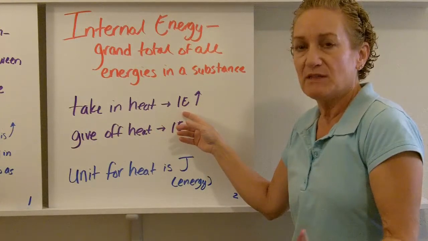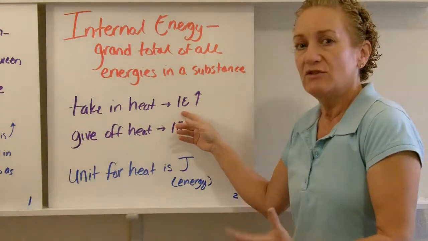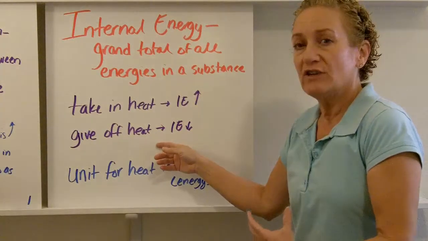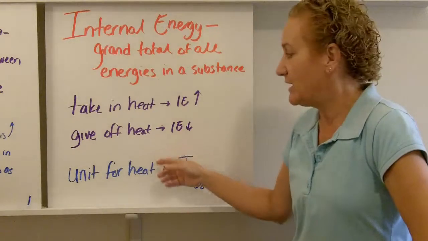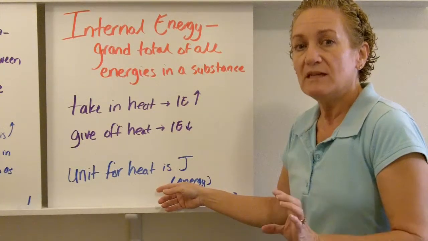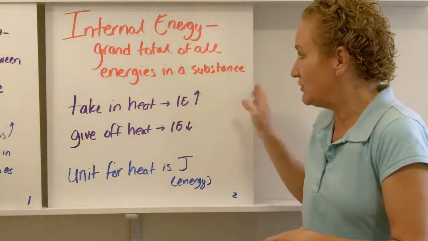That makes sense because the motion of the particles increases, the kinetic energy increases, so the internal energy is going to increase. If it gives off heat, internal energy is going to go down, and that also makes sense because things slow down then. The unit for heat is a joule, because it's energy, and the unit for energy is joule. The abbreviation is uppercase J.